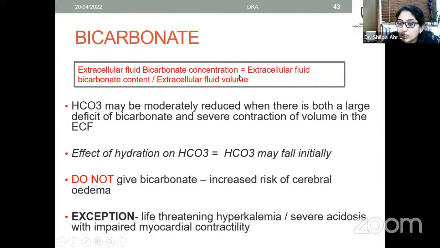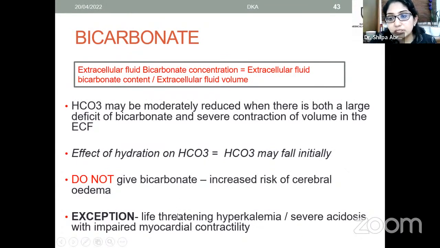So when I give a bolus initially, what will happen? This volume will expand. So what will happen to the bicarb concentration when the denominator increases? It will fall. So after your first bolus, it is possible that you get a fall in pH. Initially your pH may be 6.8 and your bicarb may be 3. After your first bolus, your pH may become 6.76 and your bicarb may become 2.2. So don't panic by that. That is expected, because of the increased extracellular fluid volume.